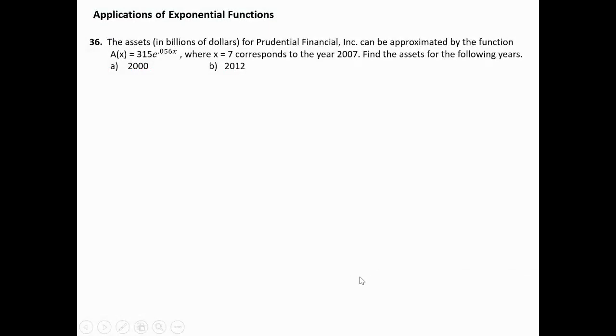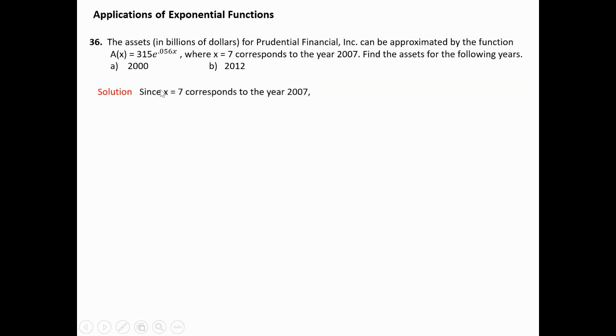Okay, now this is how you apply it in a real life format. For example, it says the assets in billions of dollars for Prudential Financial Incorporated can be approximated by the function A of x equals 315 e to the power of 0.056x, where x equals 7 corresponds to the year 2007. Find the assets for the following years, for the year 2000.